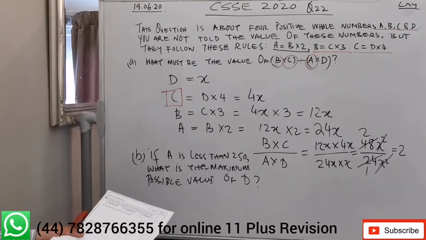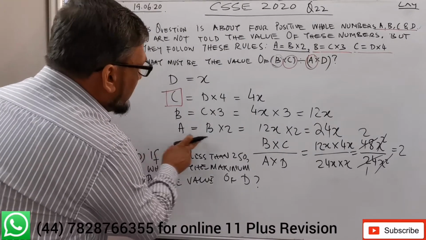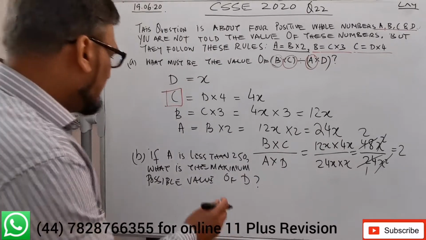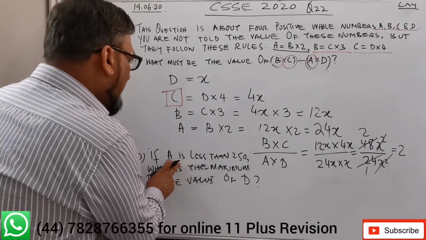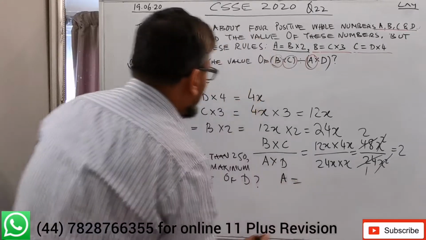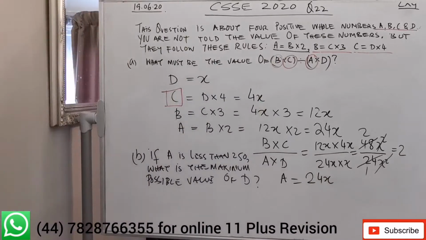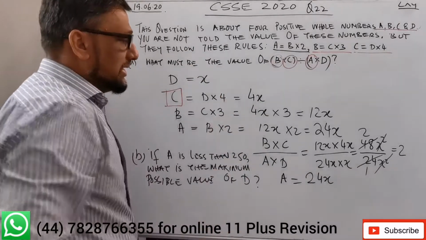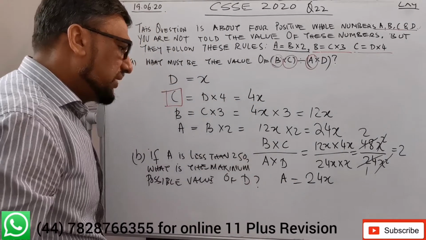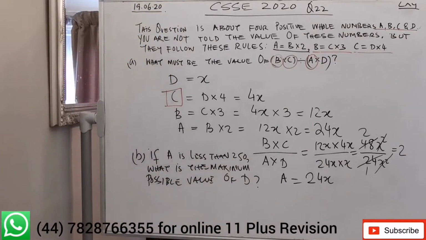So we need to go to A. A equals, as we found, 24x. They said if A is less than 250, so I'm going to use A equal to 24x, and x equal to D. So what is the maximum possible value of D?